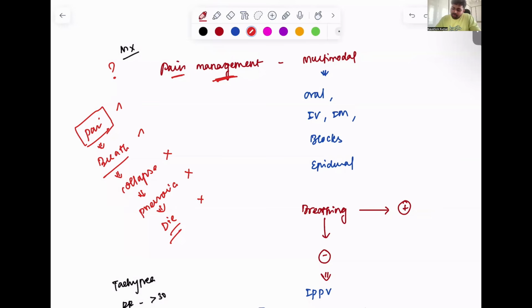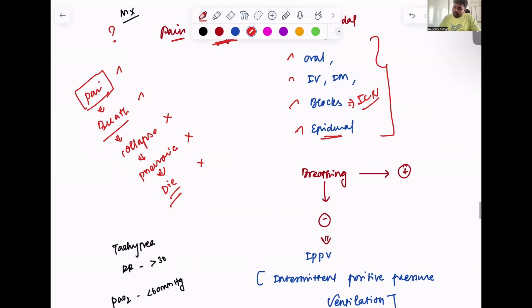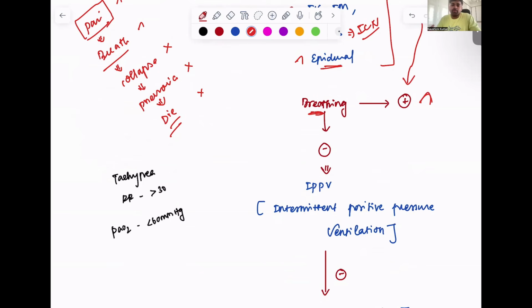For pain management, we have a combination of all these things: oral analgesics, IV or IM analgesics, and we can even give nerve blocks like intercostal nerve block that can help with reduction in pain. We can also give epidural analgesia to bring down the pain, right? Some patients respond well to this pain management and they breathe well. In some patients, even after adequate pain management, they don't breathe well. So in these patients, you have to provide the breathing.